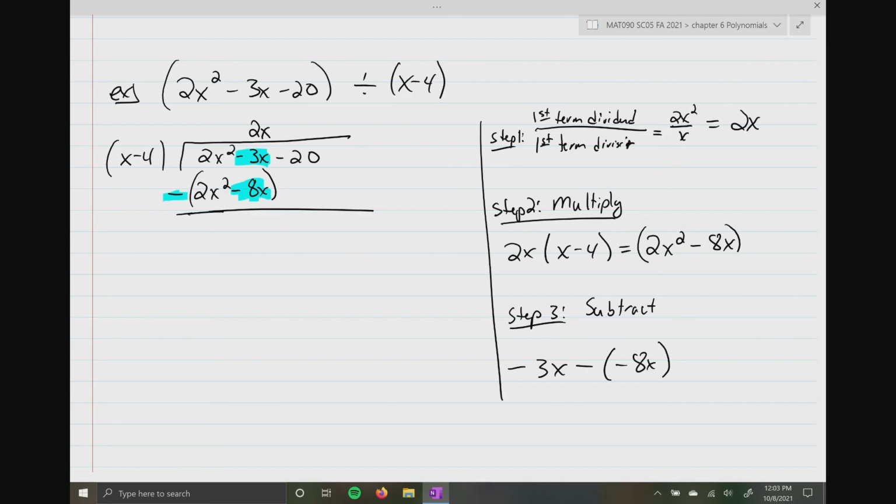So I'm going to go ahead and just get rid of those highlights because I know negative 3x minus negative 8x is really negative 3x plus 8x, which is 11x. No, I'm wrong. It is 5x. It's Friday. That's my excuse for making that mistake. So I write 5x directly underneath, okay? Now I drop down the minus 20. And the entire process repeats.